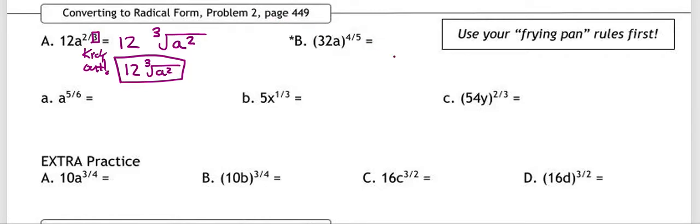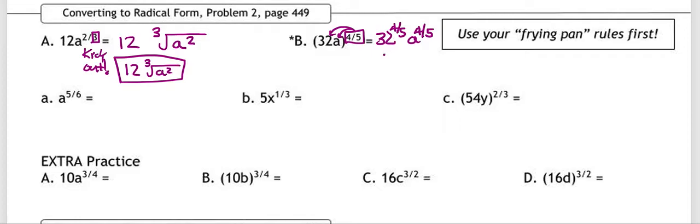All right. So this one's kind of goofy. I've changed this one a little bit from the book. This one's going to be a little bit nicer. What happens if you have a group to a rational exponent? Well, you just follow your frying pan rules. So stick the 4/5 to everything, and let's do a quick rewrite. We're going to have 32 to the 4/5, and then we're going to have an a also to the 4/5. So just your frying pan rules.